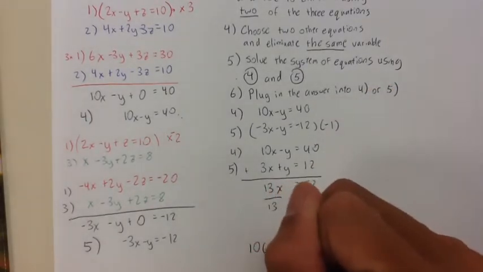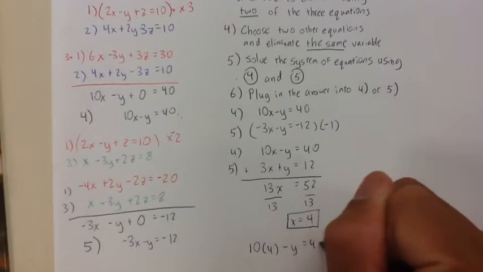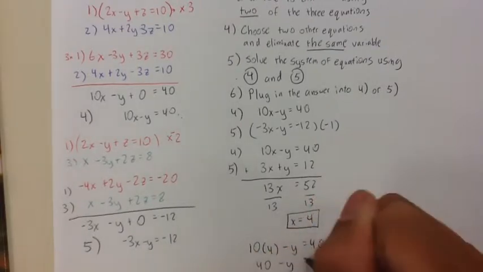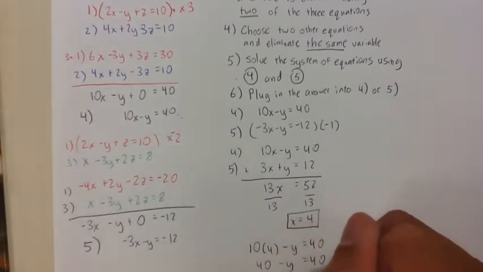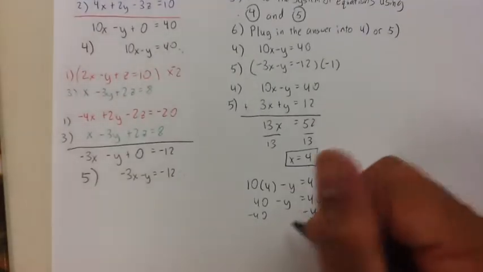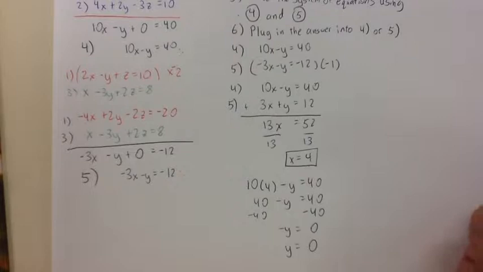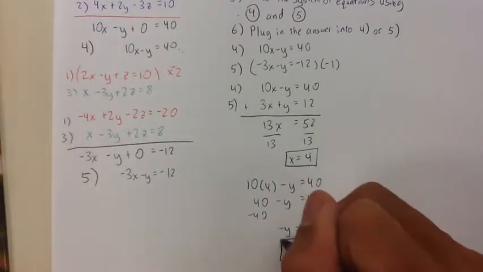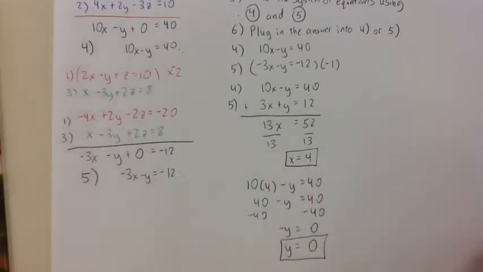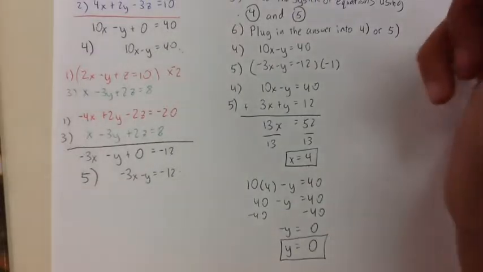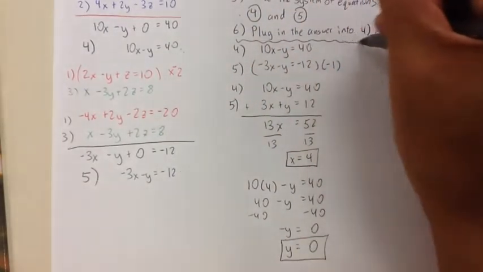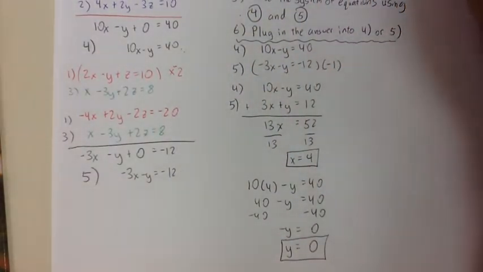So that's 10 times 4 minus y equals 40. 40 minus y equals 40. So if I subtracted 40 from both sides, then negative y equals 0, or y just equals 0. Great. Now I have an x. I also have a y. And now I just have to find my z by plugging that answer.